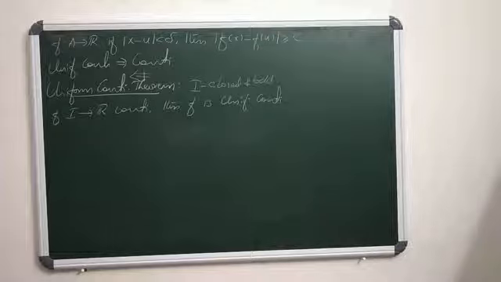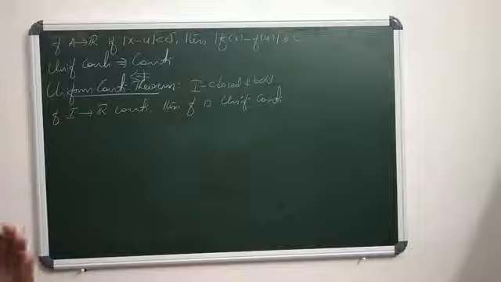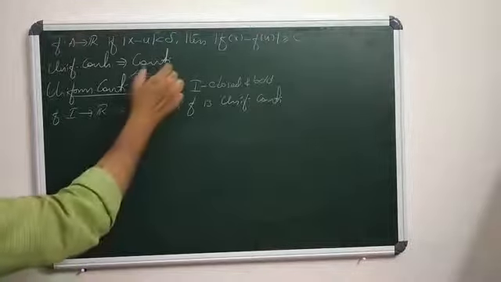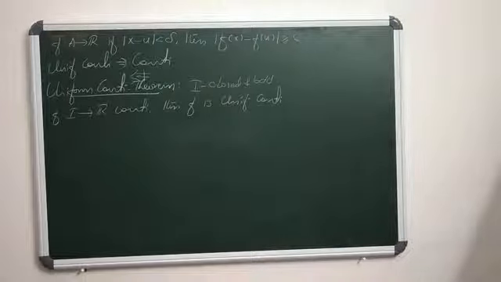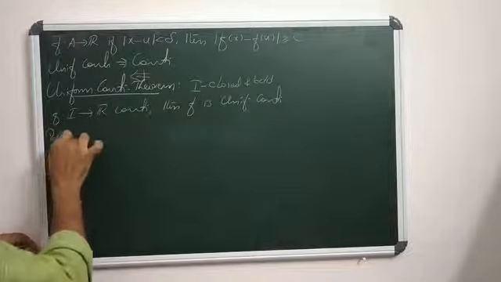More precisely, continuity on a closed bounded interval implies uniform continuity. In the normal case, continuity need not imply uniform continuity. But the continuity which is defined on a closed and bounded interval is also a uniform continuity. That is the statement of this theorem. So how to prove this one? The proof is by the contradiction method.